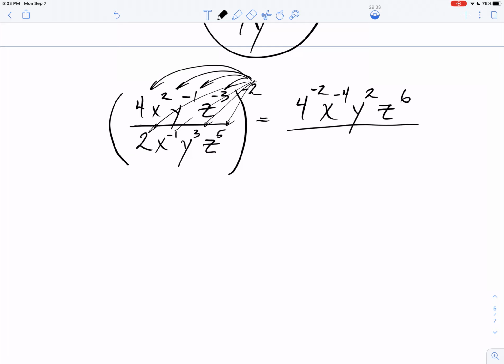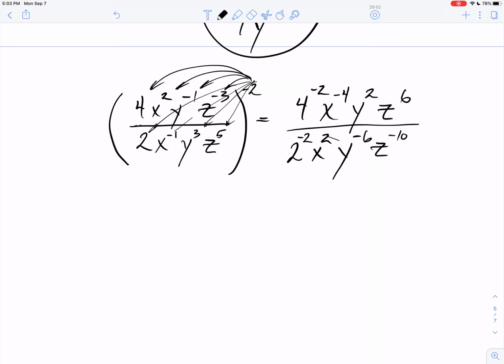I'm going to drop it like it's hot down below. 2 to the negative 2. I will then get x to the second. I will get y to the negative 6. I will get z to the negative 10th.